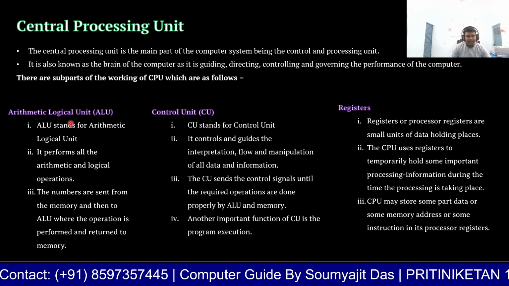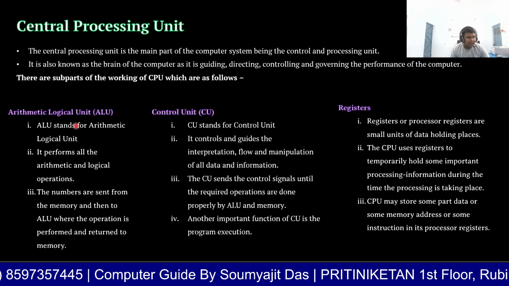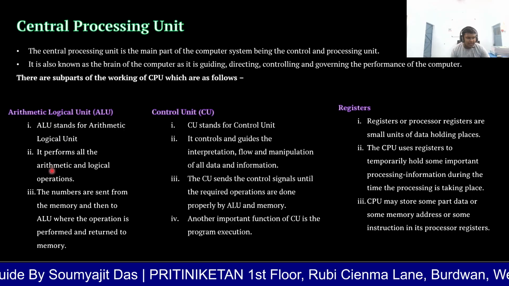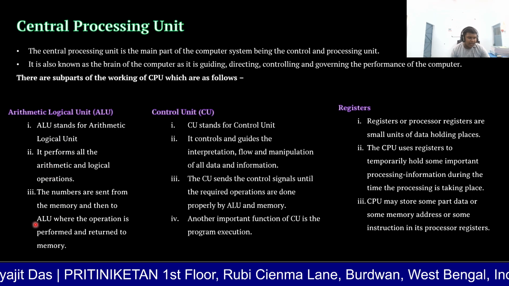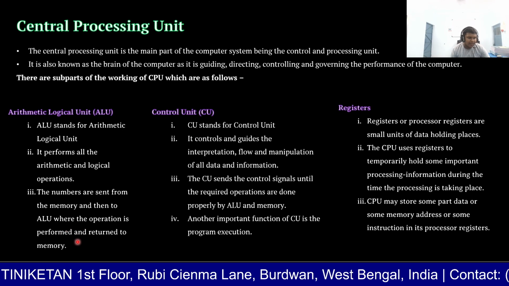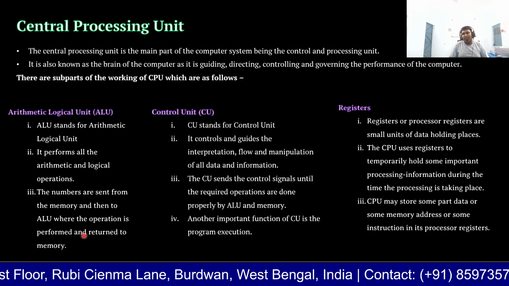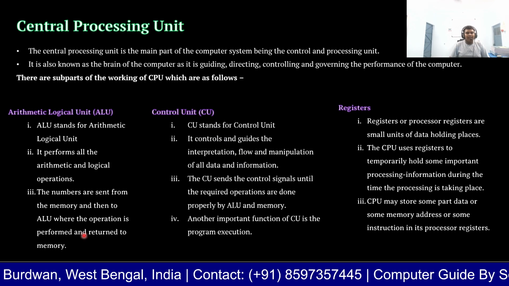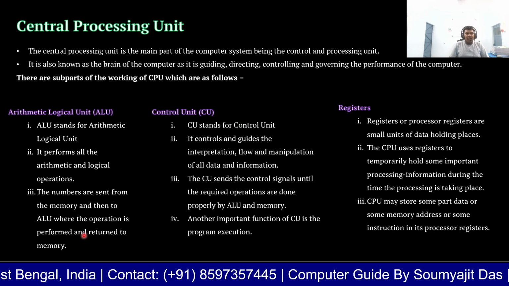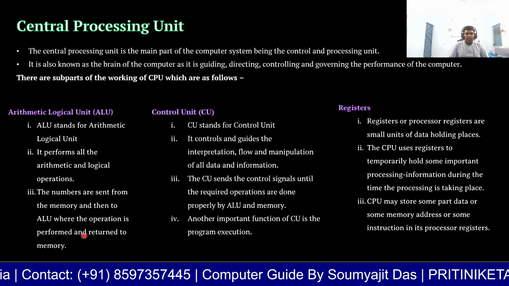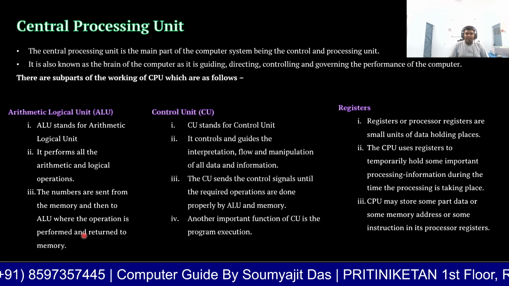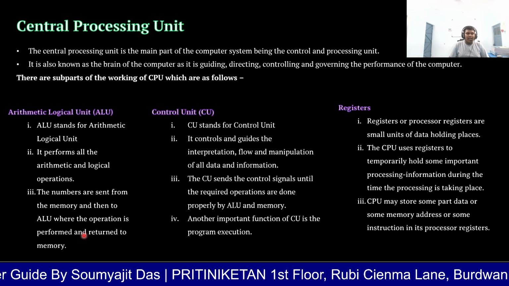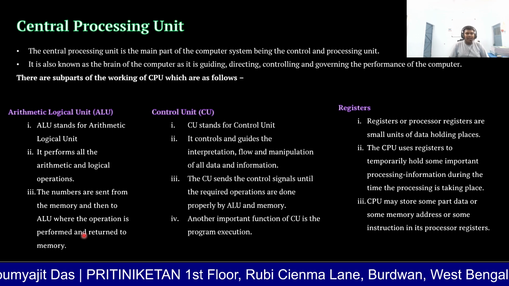First is the arithmetic and logical unit. ALU stands for arithmetic and logical unit, and it is very important. It performs all the arithmetic and logical operations. The numbers are sent from the memory to the ALU, where the operation is performed and the result is sent back. It helps to do the basic mathematical work. Let's say I want to do 1 plus 1, it will process that and give the output of 2. Next, the control unit, CU, stands for control unit. It controls and guides the interpretation and manipulation of all data and information. The CU sends control signals until the required operations are done properly by the ALU and memory.